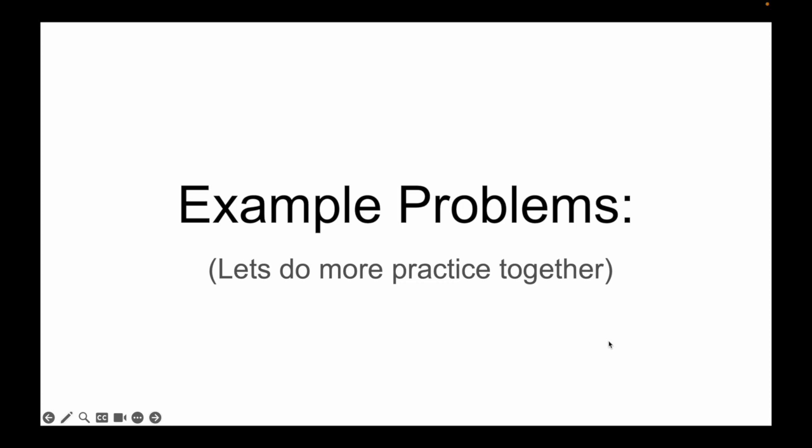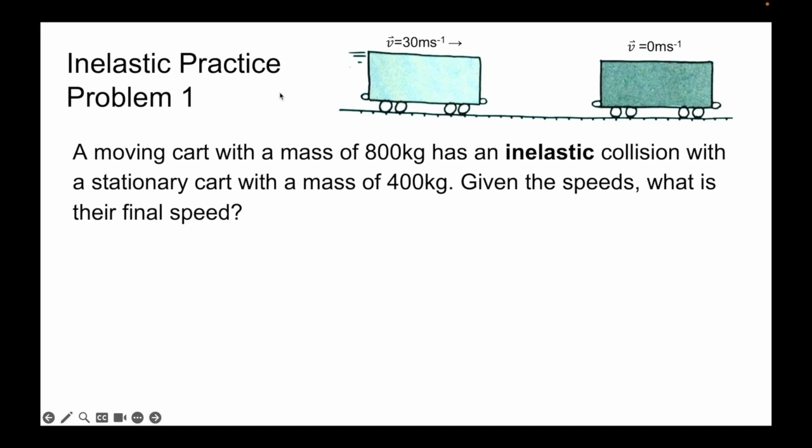Let's do a few example problems together. Let's try an inelastic problem here. A moving cart with a mass of 800 kilograms has an inelastic collision with a stationary cart with a mass of 400 kilograms. Given the speeds, what is their final speed? Pause the video now and come back in a moment for the answer.